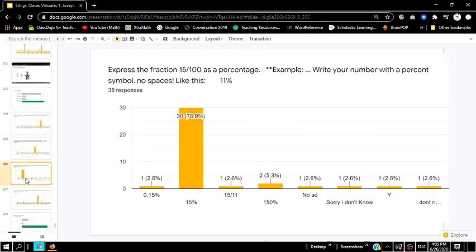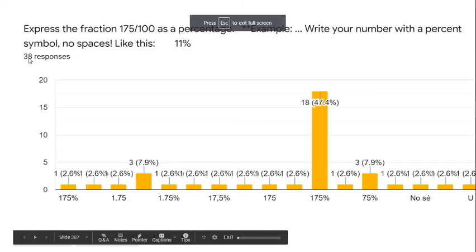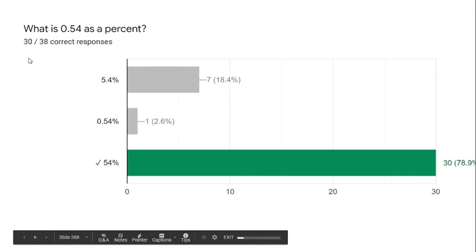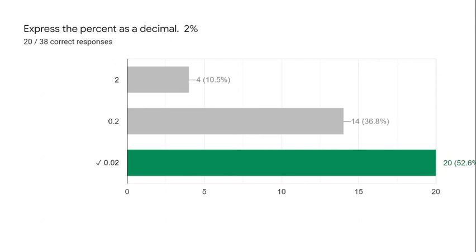Let's go to the next problem. We have express the fraction as a percentage. This would just be 15%. 78% of you guys got that correct, so congratulations. Next problem was a little bit more difficult. What is 0.54 as a percent? Actually, it was pretty simple. 78% of you guys, almost 79, got it correct. Express 2% as a decimal. It's 0.02. Okay. Please don't get confused by 2 or 0.2. Remember, 0.2 is 2/10 or 20%, not 2%.